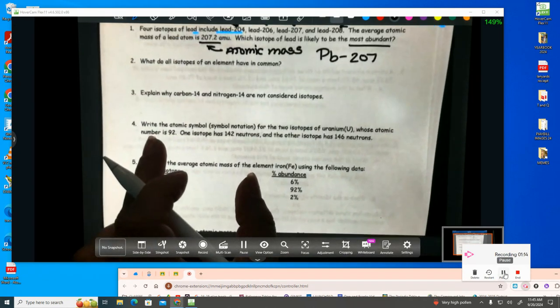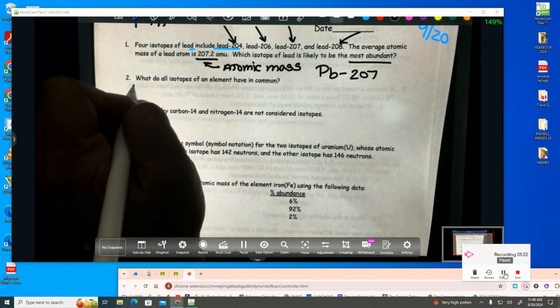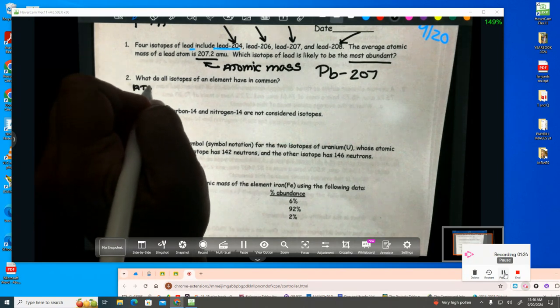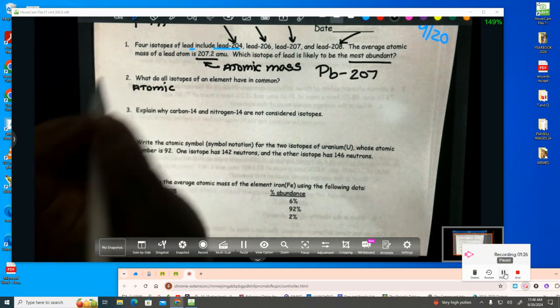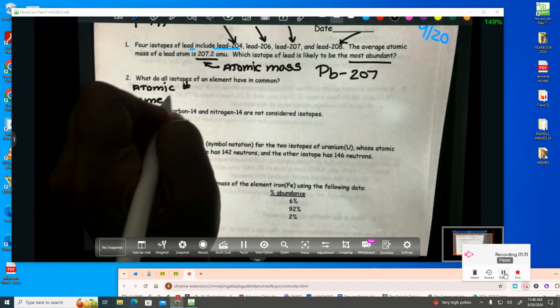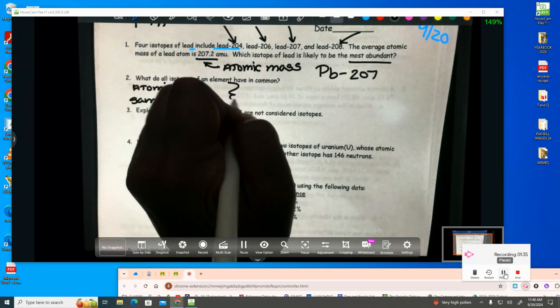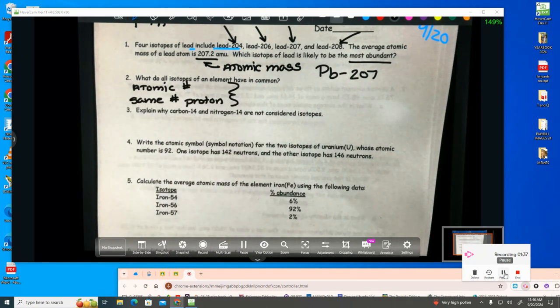Okay, number 2. What do all isotopes of an element have in common? Okay, I heard both answers are correct. Atomic number, so they have the same atomic number, and they have the same number of protons, because atomic number was equal to number of protons, nuclear charge, and electrons in a neutral atom.